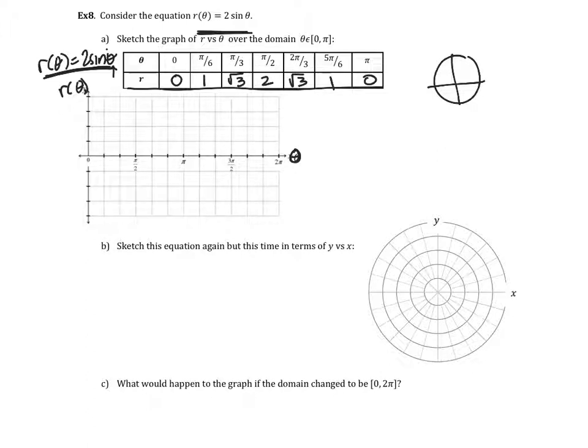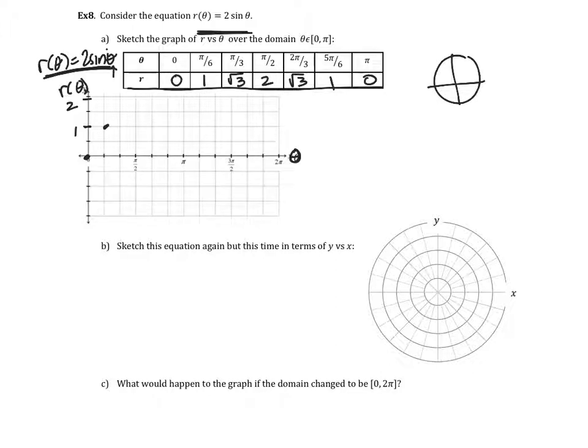So if we graphed that, notice this only goes from 0 to pi. So we graph 0, 0, then we graph pi over 6, 1. We can just call 1 here, and then 2. So graph pi over 6 is 1.